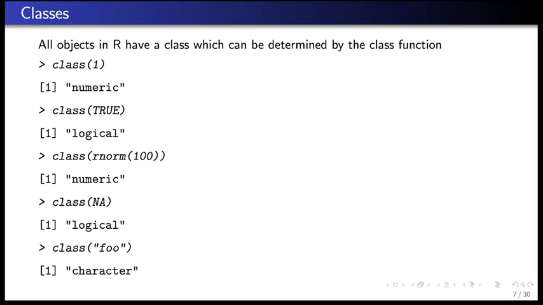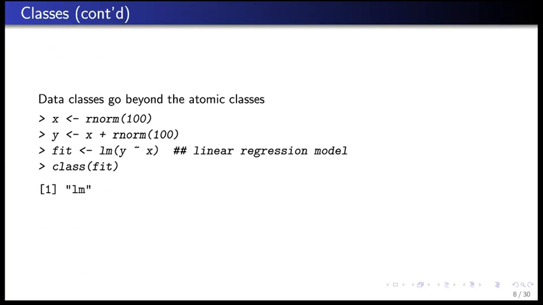The logical TRUE is a logical class. If you're simulating some random variables, those are numeric. NA by default will be logical, but you can also have character NA, numeric NA, and integer NA if you want. Those can be obtained through coercion. Finally, the character string "foo" is of class character, obviously.